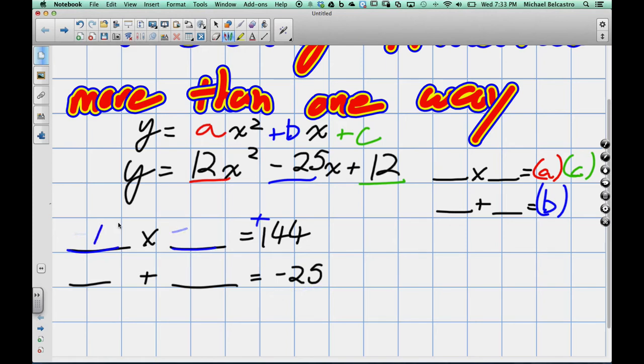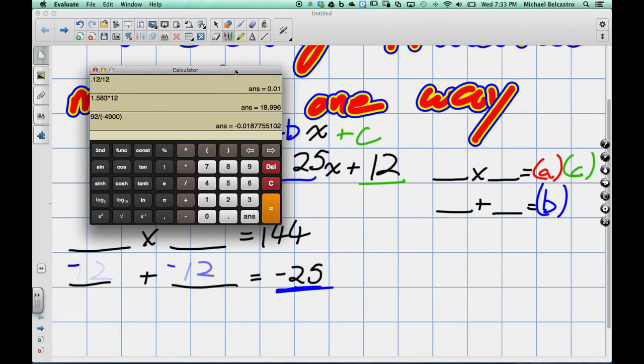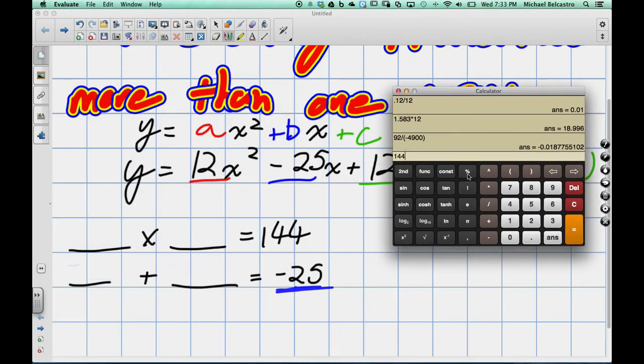I know another pair is 12 and 12, right? But negative 12 and negative 12 add to negative 24. That's not quite what we're looking for. Do you know any other factors? Maybe we'll have to jump through and test a bunch. 144. What other number would you like to try to divide into it? You can choose anything. We know that we went down the list. We did 1, we did 2, we did 12. So maybe try 6. 6 and 24, will that give us negative 25? No. Doesn't quite work.